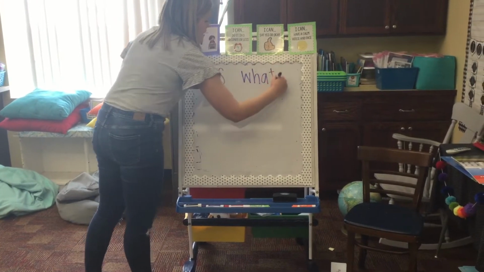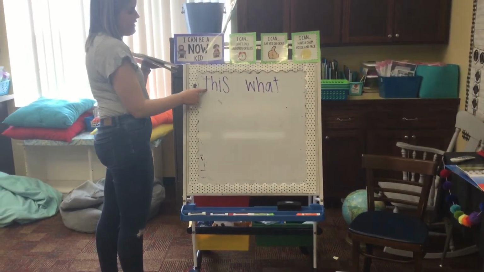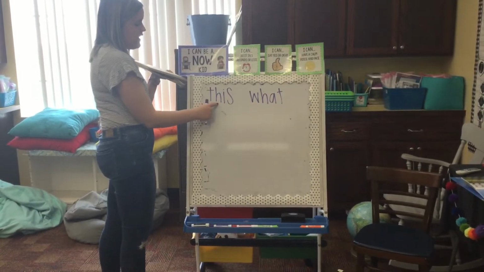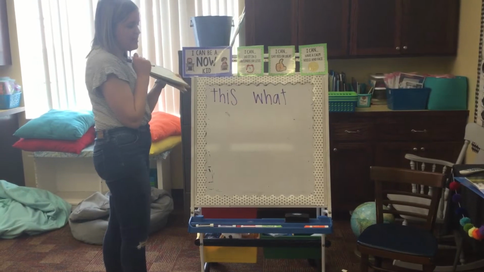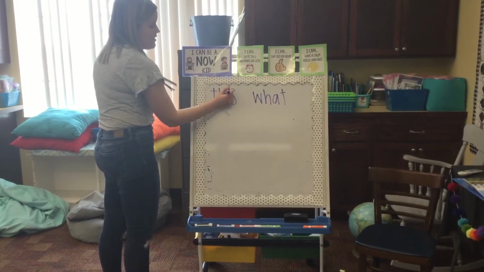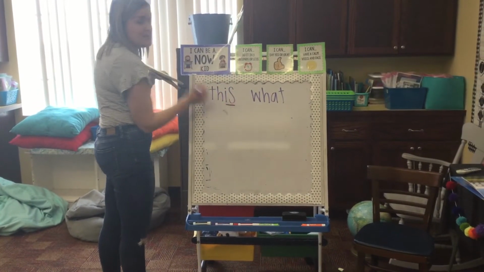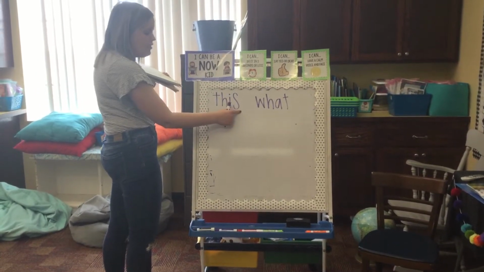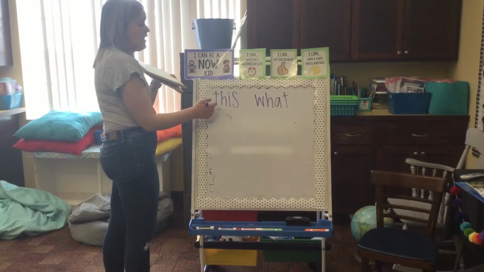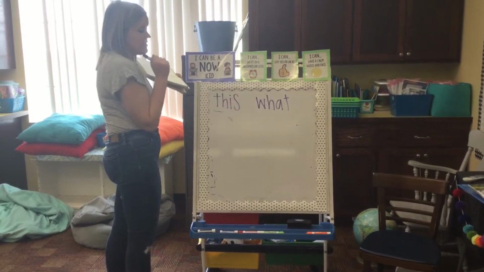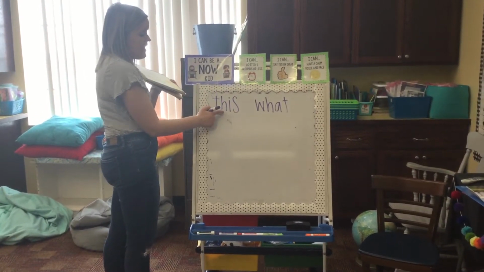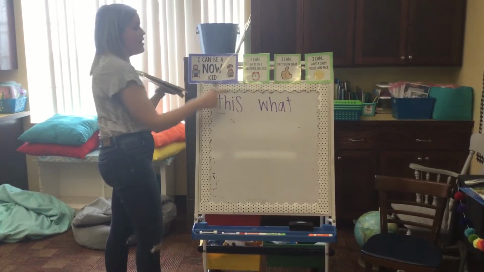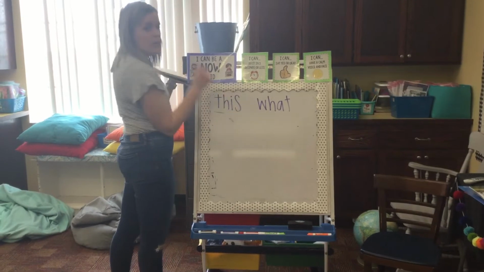Let's spell this together. Ready? T-H-I-S spells this. T-H-I-S spells this. Some of you might have seen that you have the word is and the word this, so that might help you spell the word a little bit easier. T-H-I-S. Say it with me. T-H-I-S spells this.